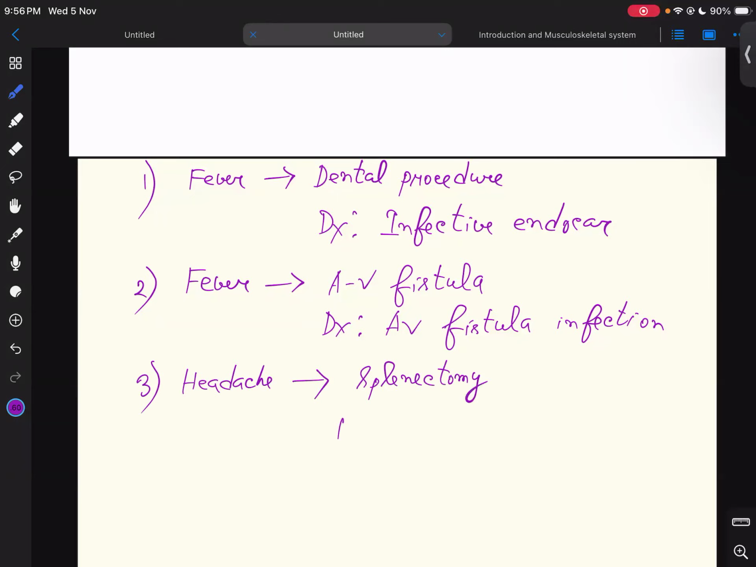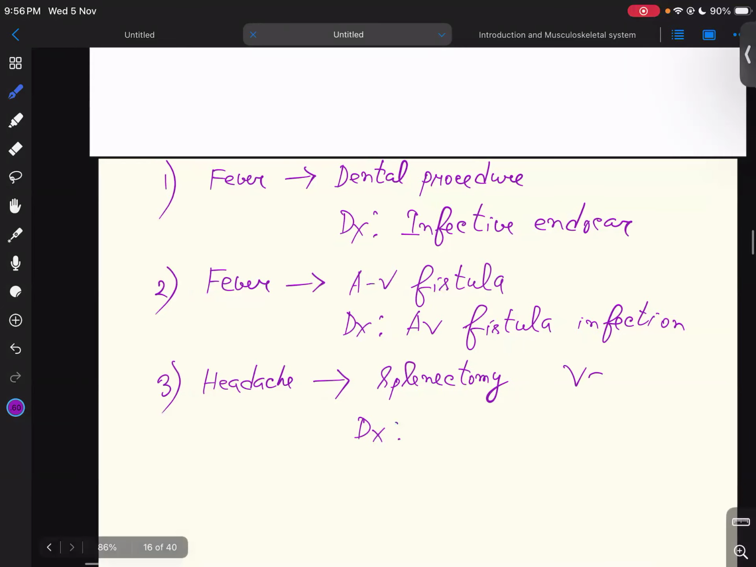So what do you think? What is the diagnosis here? What important history do we have to ask this patient? Can anyone answer me? Contact history, yeah. Apart from contact history, what else? Vaccination. Yes, wonderful. Very good, doctor. Vaccination. We have to ask about the shots.